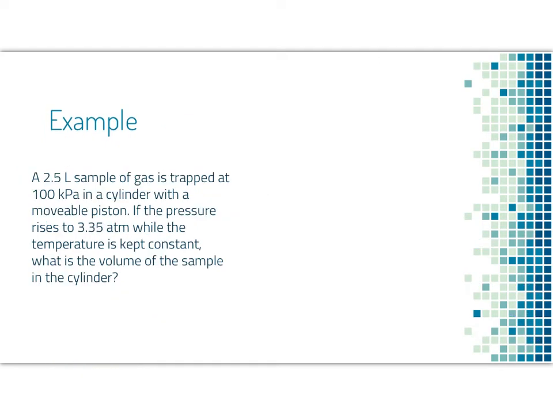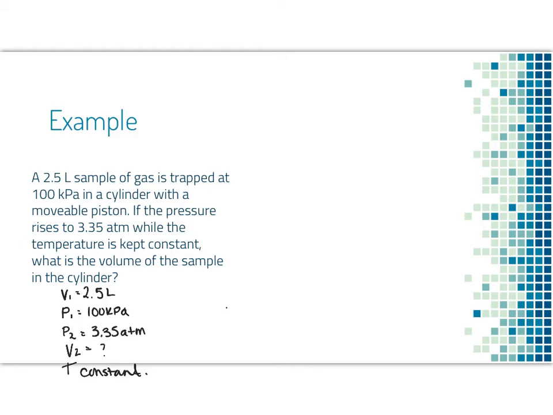A 2.5 liter sample of gas is trapped at 100 kilopascals in a cylinder with a movable piston. If the pressure rises to 3.35 atmospheres while the temperature is kept constant, what is the volume of the sample in a cylinder? So let's list our information here. So we were given an initial volume of the cylinder of 2.5 liters and an initial pressure, so 100 kPa. We were given a pressure after, which was 3.35 atmospheres. The temperature is constant, and the volume is what we're looking for in the end.